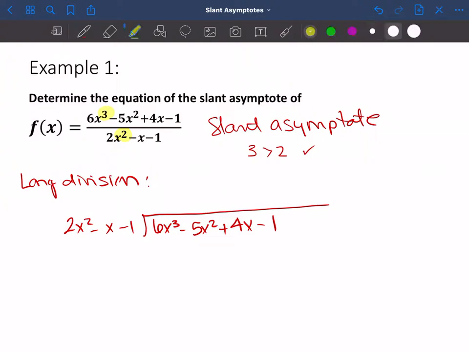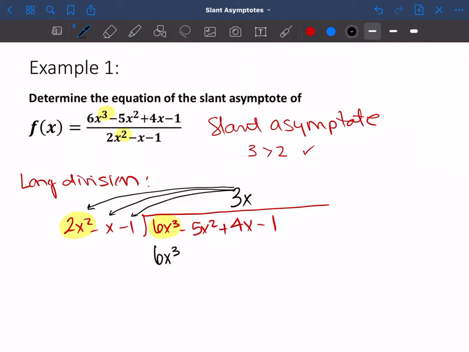So we're going to be looking at this first term here and this first term here, and we're looking for a value that is going to multiply to 2x squared. That makes 6x cubed, and that is going to be a 3x. So if you remember from last unit, we need to now multiply 3x to all of my divisor here, so that's going to give me 6x cubed minus 3x squared minus 3x.